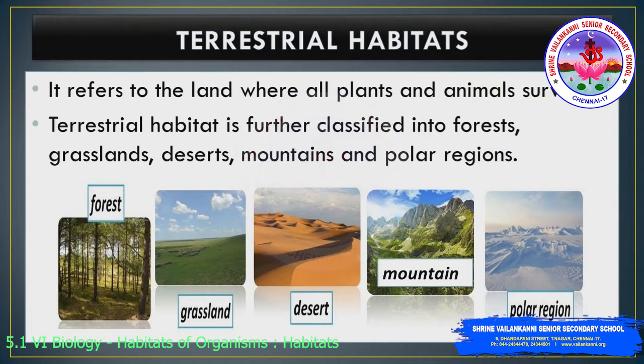Now we shall study about the terrestrial habitats. It refers to the land where all plants and animals survive. The terrestrial habitat is further classified into forest, grasslands, deserts, mountains and polar regions.